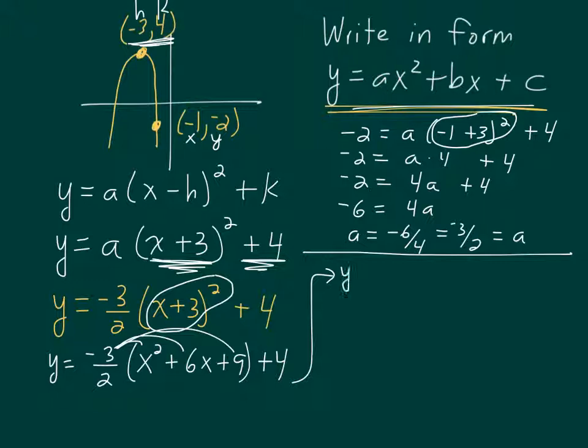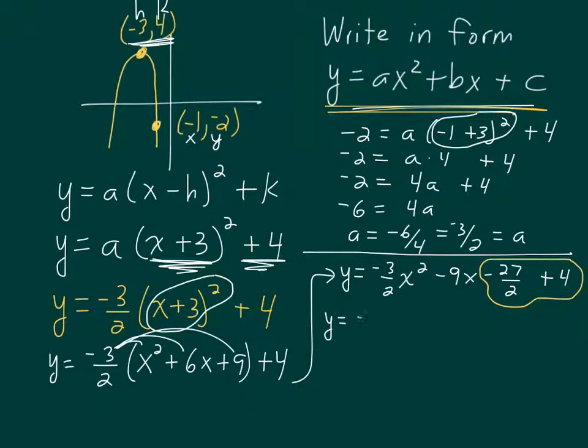So if we do that, we have negative 3 halves x squared. Now negative 3 halves times that 6x, that's negative 18 over 2, which is negative 9x, right? And then that negative 3 halves times 9, that's negative 27 over 2. And then don't forget we still have that plus 4 hanging out on the end there. Well, there's one more move we can make, and that is to simplify those 2 terms on the end.